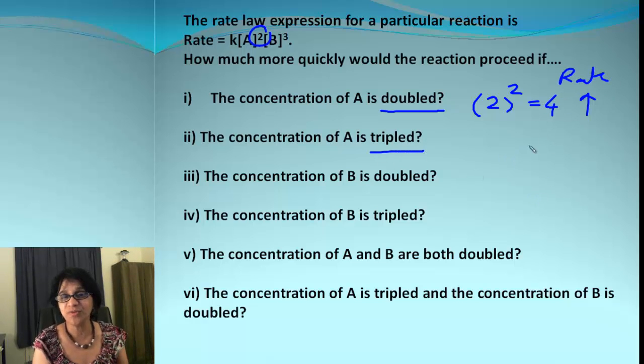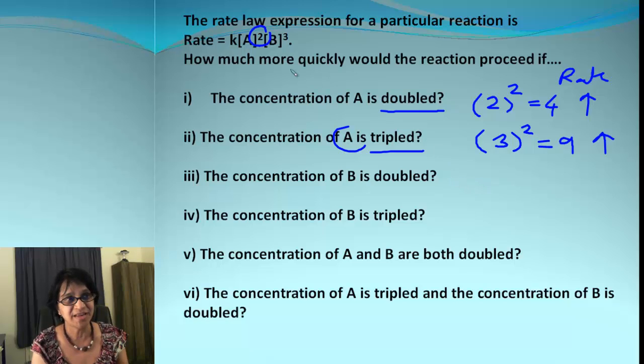In this case, we are tripling the concentration of A. So that comes here 3. And what's the power with respect to A? That is 2. So it's 3 squared, which is 9. And the rate will increase 9 times. If B is doubled, double is 2. And now with respect to B, the power is 3. So it will be 2 to the power 3, which will be 8.